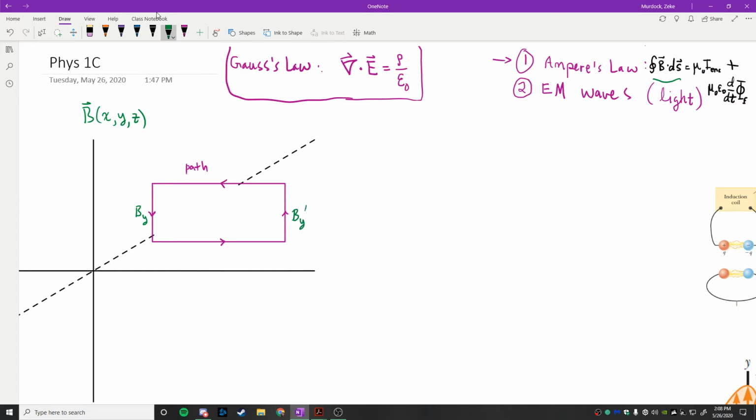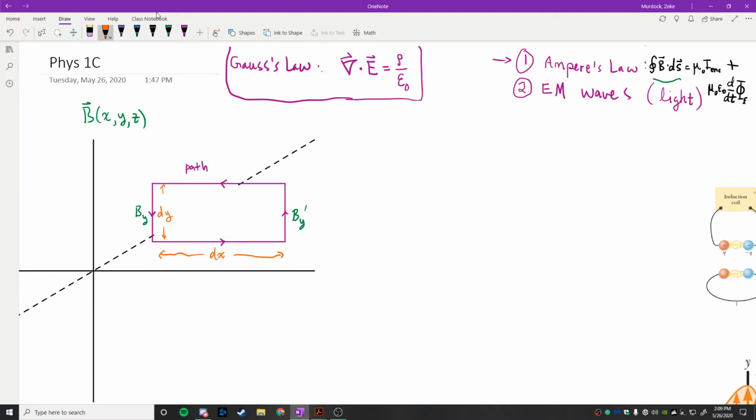And the size of my loop is going to be such that that's basically just the value at a point in space, because I'm going to say that the length of this side over here is dx, and the length of this side over here is dy. Okay? So dx is the whole length here, from there all the way over to there, and dy is the entire height of this rectangle, right?